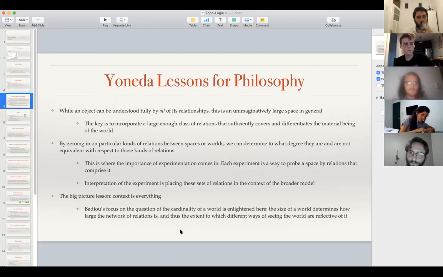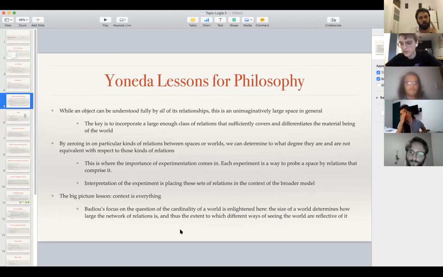I actually just maybe made a connection. I'm not sure. We'll get to it later. That might actually be related to the downward Löwenheim-Skolem theorem. We'll get to that though.